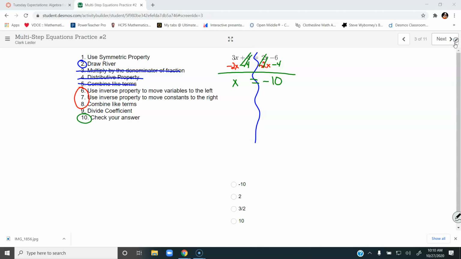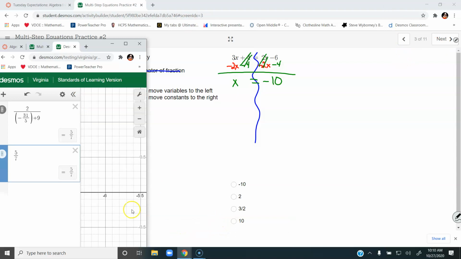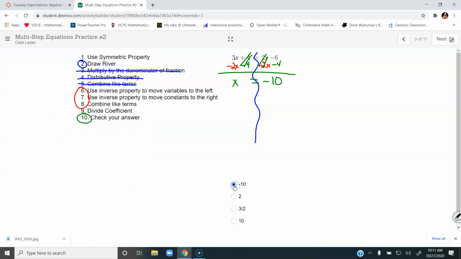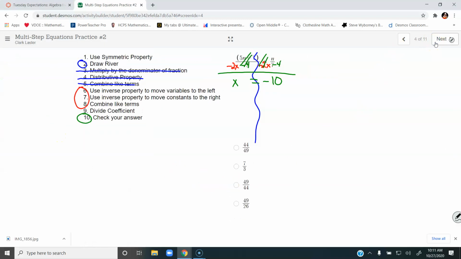So sometimes I put in here things that I need to do, and I don't always even have to do them, but knowing the things I need to do is important. So I'm going to go back to this original problem and say x times negative 10 plus 4 is negative 26, and 2 times negative 10 minus 6 is also negative 26, so I know that answer to be right. So now I'm going to go to the next problem.